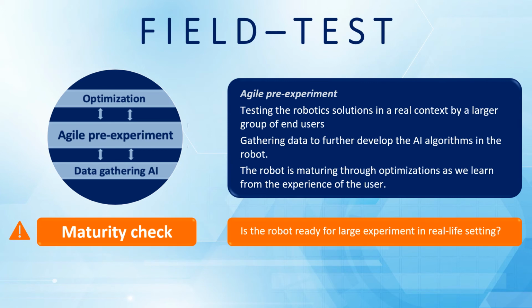At the end of this phase, a maturity check is important to check if the robot is really ready for a large experiment in a real-life setting. If that is not the case, if the results of the pre-experiment show that improvements and optimizations are needed, it depends on the type of improvements and optimizations if you can either stay in the field test or go back to innovate, because apparently some other features or services have to be redeveloped and really be tested again. That could be the case.